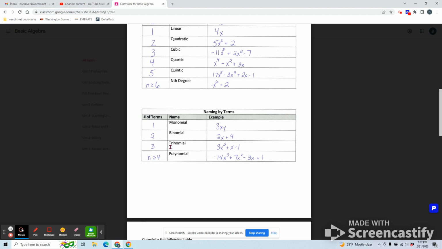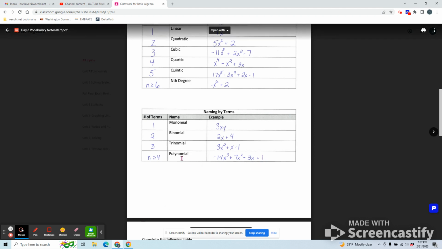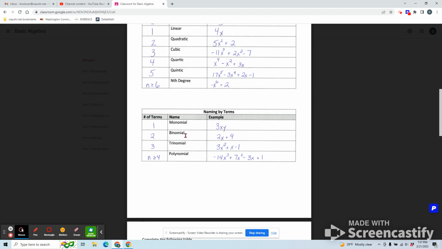Here's my example. If I have something that has 3 terms, it would be a trinomial. Just like a tricycle has 3 wheels. 3 terms. And then anything of 4 or greater terms is just called a polynomial. So 1, 2, 3, 4 terms, we just call the polynomial. Okay, but these two we are specific because we have specific names for them. Binomial is something with 2 terms, trinomial is something with 3. We deal a lot with binomials and trinomials in our high school career.